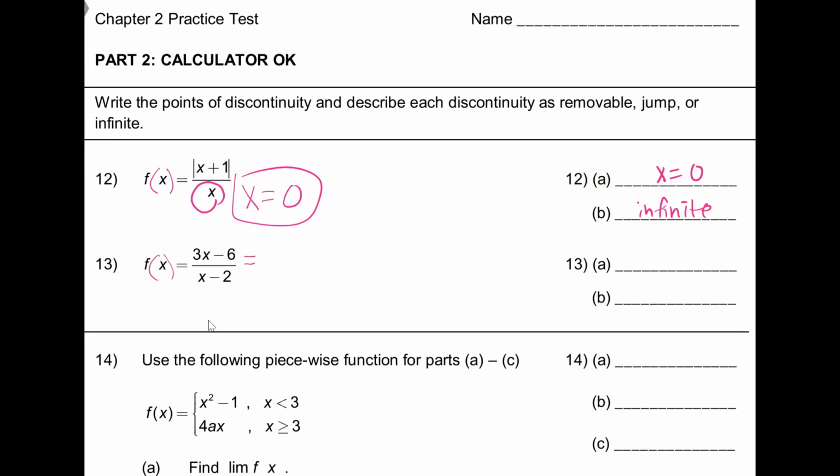Okay, next one. So wait, can I simplify the top? Yeah, so x minus 2 over x minus 2. So clearly the x minus 2 cancels out. So I see at x equals 2, I have a removable discontinuity.